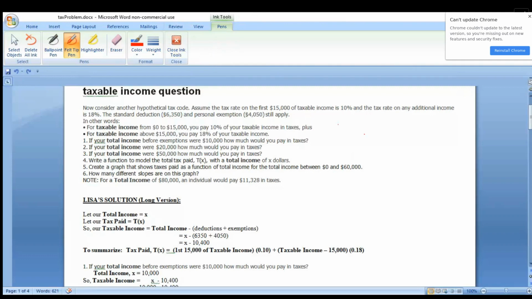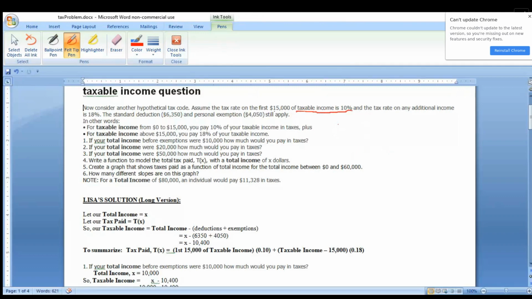So here is the question. It says, consider another hypothetical tax code. Assume the tax rate on the first $15,000 of taxable income is 10%. So that's a really important expression right there. The first 15,000 of taxable income is 10%. Taxable income is different than total income, and you'll see that in a minute.